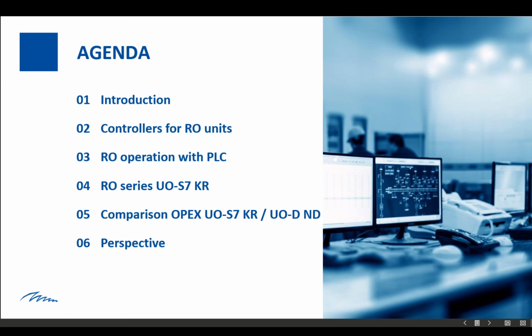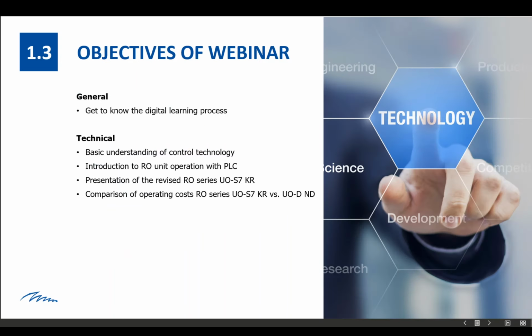So today we will have a look at a new controller for our RO systems. We'll have a look shortly at controllers for the reverse osmosis units and then at the reverse osmosis operation with the PLC, the new RO series UO S7KR, and we will do a short comparison of the OPEX of a UO S7KR compared to a standard industrial UOD and D, and we'll have a short perspective afterwards.